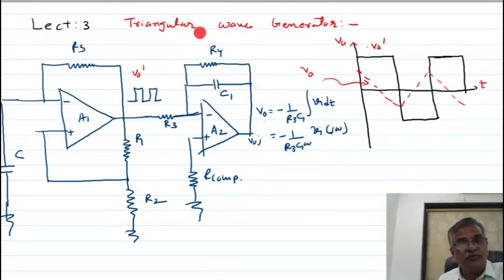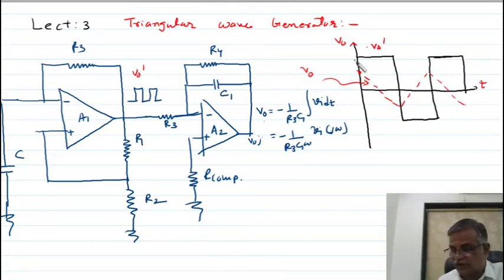The triangle wave can be obtained by integrating the square wave. The circuit diagram of a triangle wave generator is shown in the figure. A1 produces a square wave, it is a square wave generator, and with the help of an integrator circuit, the square wave can be converted into a triangle wave. The figure shows that the frequency of the square wave is equal to the frequency of the triangle wave.